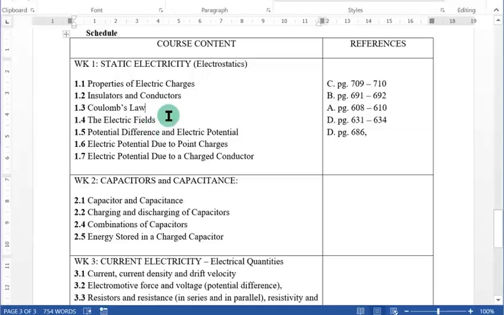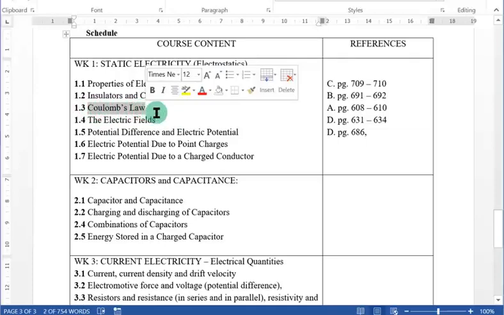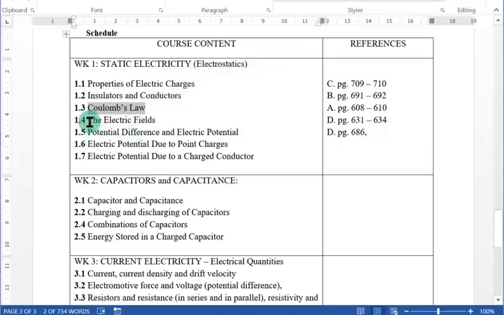Then we'll talk about the forces between charges. A very important law that we are going to consider will be Coulomb's law. Later on, we'll see how these forces can be visualized in a pattern that we call electric field.